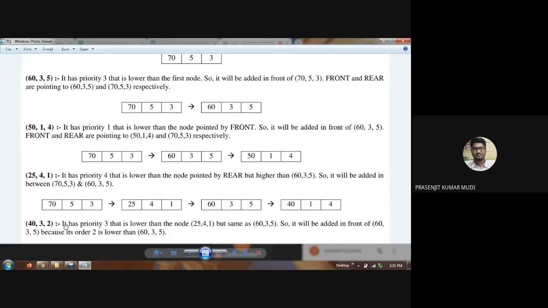Anyway, so now this is a situation where this has a priority same as this element, so they are in a tie.